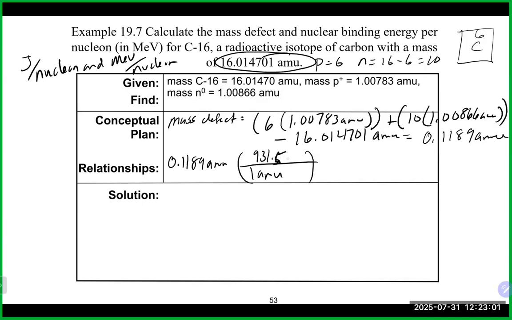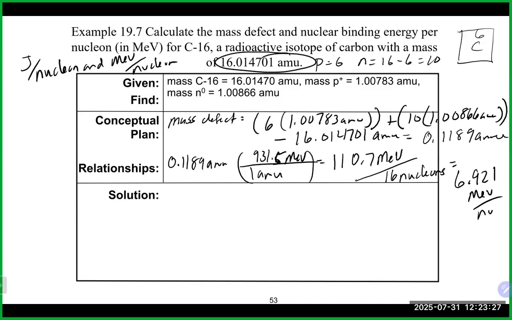931.5 mega electron volts. That gets me, looks like, 110.7 mega electron volts. We could divide it by our nucleons, which in this case is 16, protons and neutrons, really the mass number. And that's going to get me 6.921 mega electron volts per nucleon.